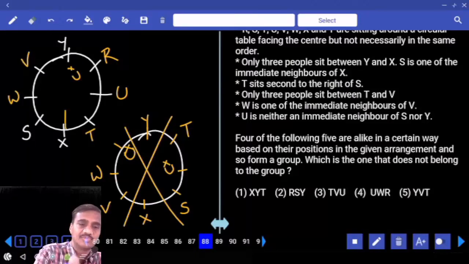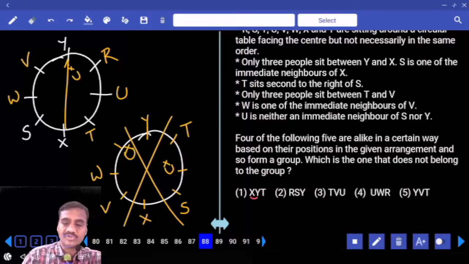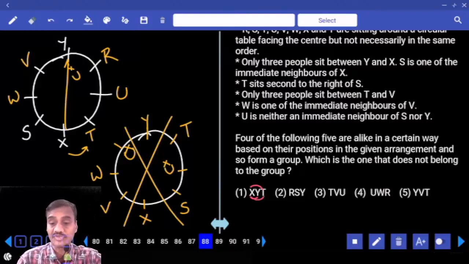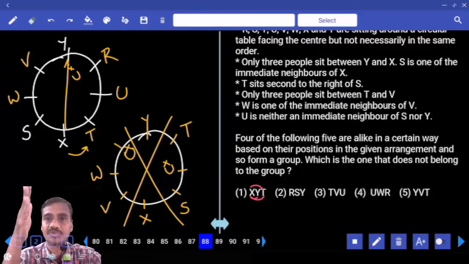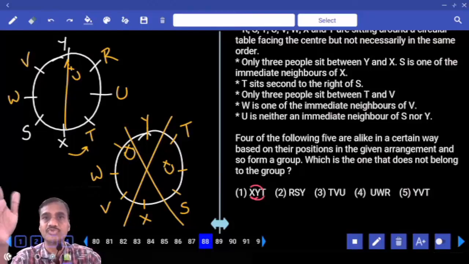X and Y, they are opposite to each other. Second person is opposite to the first person. Again the third person is to the immediate right of the first person. When compared with the first person, the second person is opposite and the third person is to the immediate right.